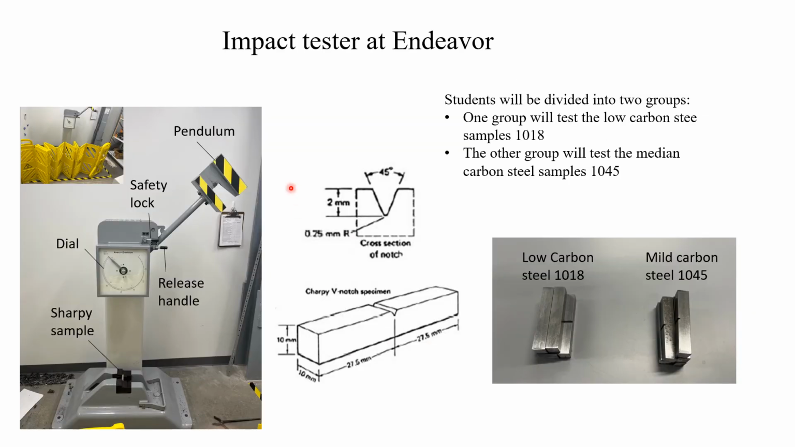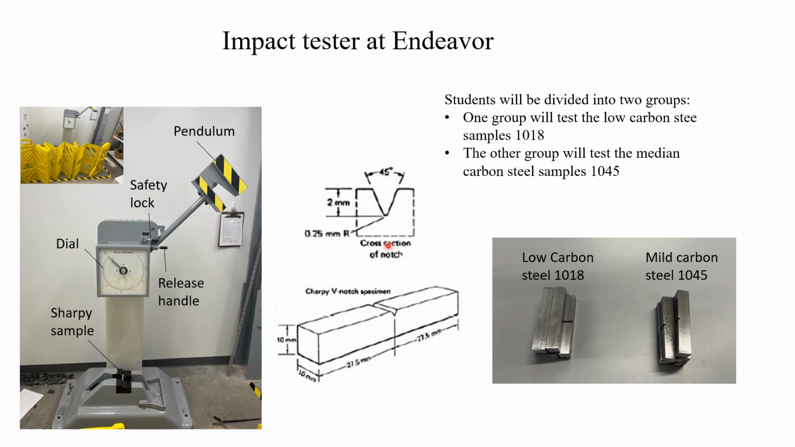To measure the ductility, we typically use an impact tester, which measures toughness as the energy absorbed for the sample to break. This is the example, an image of the impact tester at the Endeavor. The sample is located over here, and here is the big pendulum that's elevated at a very high position, which has the maximum potential energy. Once we start testing, we open the safety lock and release the handle. The pendulum cuts through the Charpy sample, and the dial shows the amount of energy the sample absorbed from the pendulum.